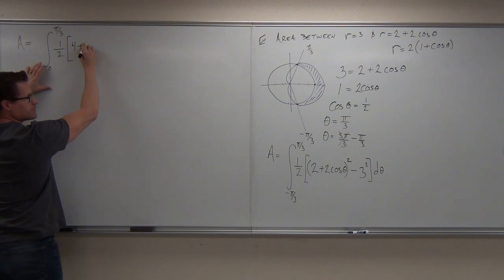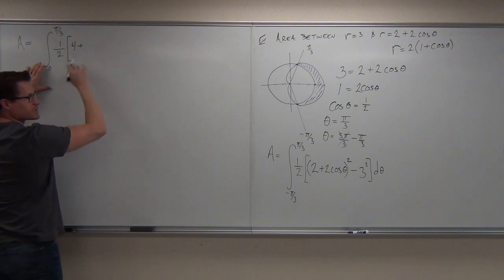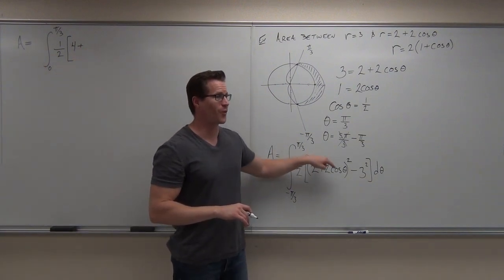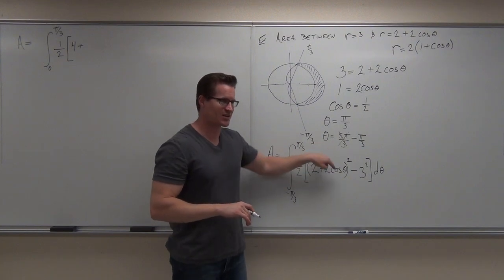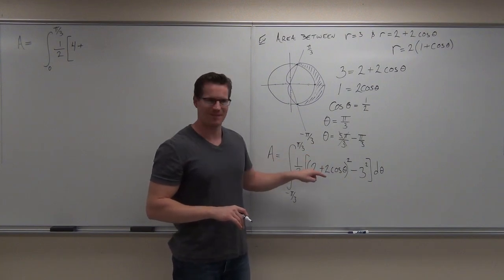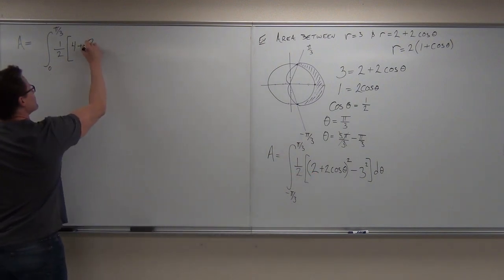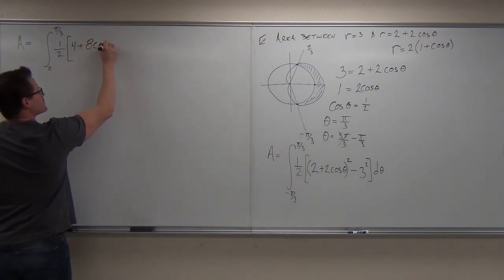4 cosine squared. No. Well, that's going to be up there, yeah, but what's the next thing? Let's try distributing this correctly, okay? We have 4. Then we have how much? 4 cosine theta. No. 8 cosine theta. Do y'all see where the 8 cosine theta is coming from?